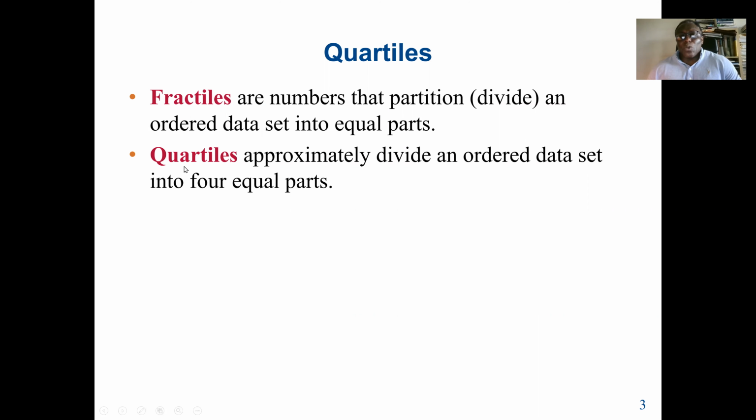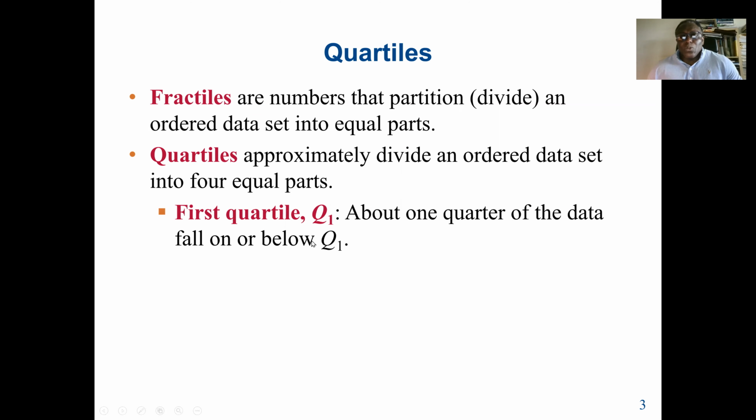So the meaning of quartile, we know quartile means 4. So quartiles are fractiles divided into 4 equal parts. Here we say quartiles approximately divide an ordered data set into 4 equal parts. We go through each one, starting with Q1, the first quartile. The first quartile will be the 25%, so the first 25% of the values. Are they greater than 60 or less than 60? About 1/4 of the data fall on or below Q1.